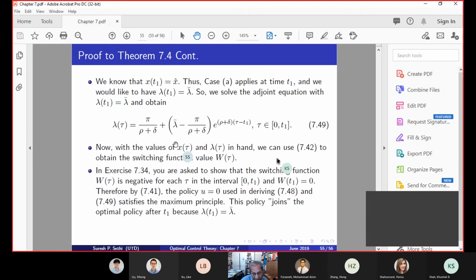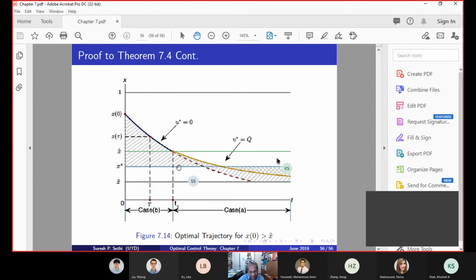And so all of these can be done. Once I solve the lambda equation, I get the lambda tau, I can get the x tau, and then I can get the W tau, and everything works out. Okay, and that W(T1) has to be exact. I want W(T1) to be exactly equal to 0, because after that, it's a singular control.